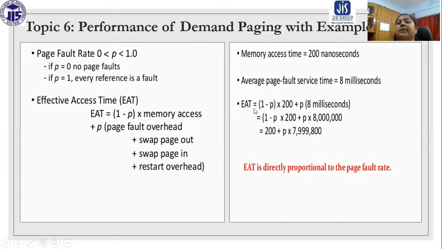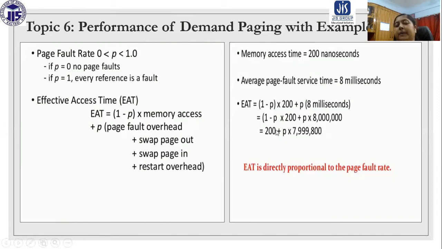From this equation you can see that EAT, the effective access time, is directly proportional to the page fault rate. If the page fault rate goes higher and higher, then EAT also goes higher, and if the page fault rate goes lower, then obviously, if it is zero, what will be the EAT? Only the memory access time.